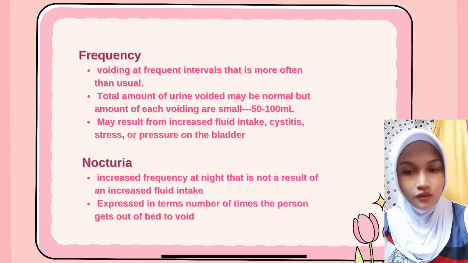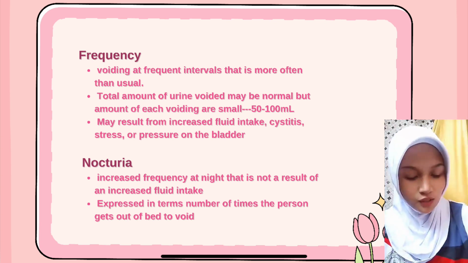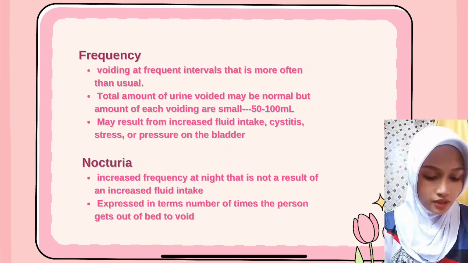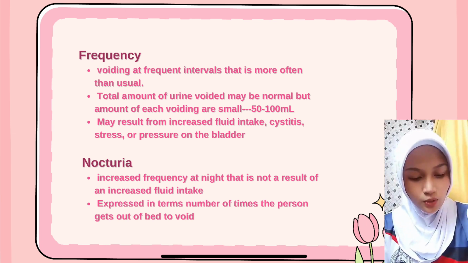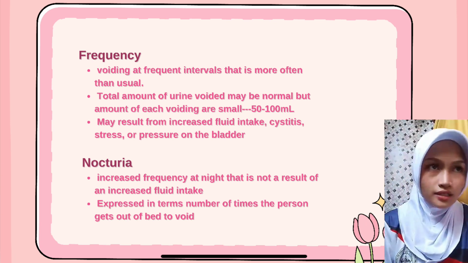Frequency means you're needing to urinate much more often than usual. Even though you're going to the bathroom a lot, the actual amount of urine you pass each time is small, around like 50 to 100 milliliters.